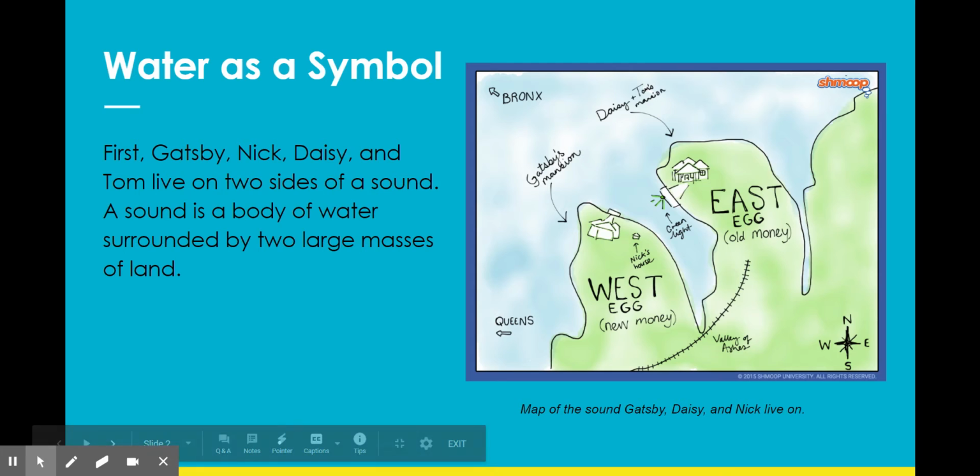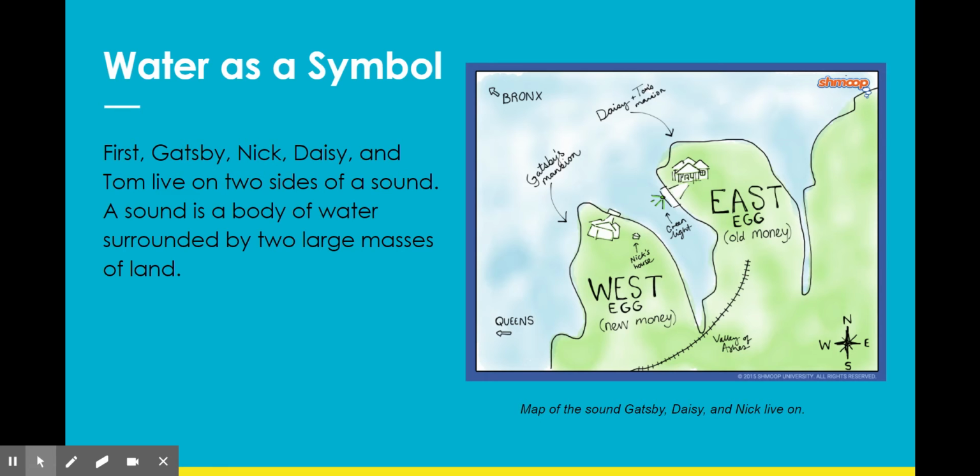So if we think about water as a symbol, and remember that symbols are often concrete items, things that we can hold in our hands that represent abstract ideas, so things that we can't hold in our hands. So water throughout the novel keeps coming up again and again, and that's because it represents one or more ideas throughout the novel. So let's take a look at the beginning where we see water right from the get-go.